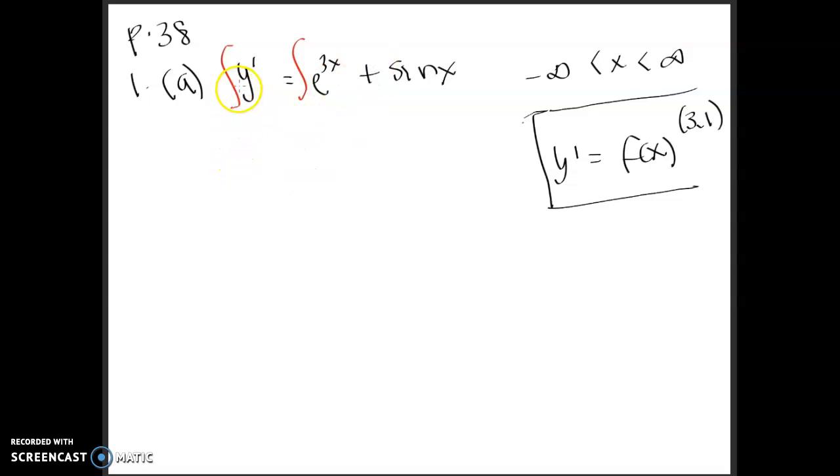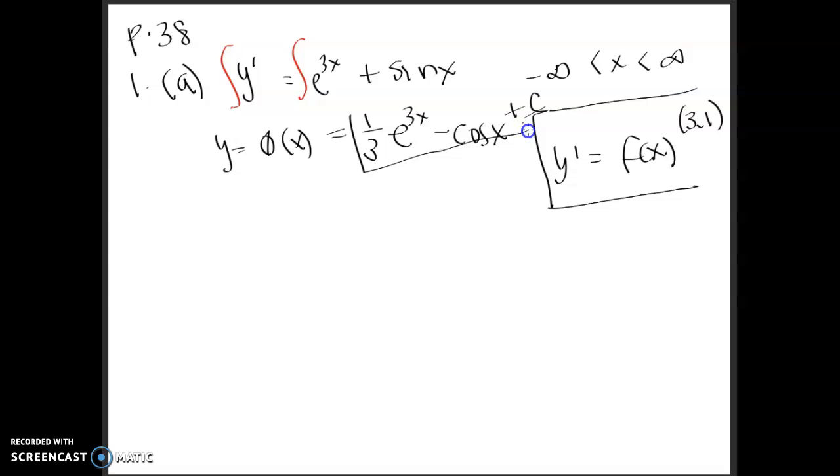All right, if you do that, we're just going to get y, which in this case is the same thing as our function. And we're going to get 1/3 e to the power of 3x. And instead of sine, that's going to be negative cosine of x. What's important with ordinary differential equations is that we're going to have some kind of constant that we don't know. This will play a pretty integral part going forward, so please do not forget to write that. And I think this is it. This is our solution for our first problem.